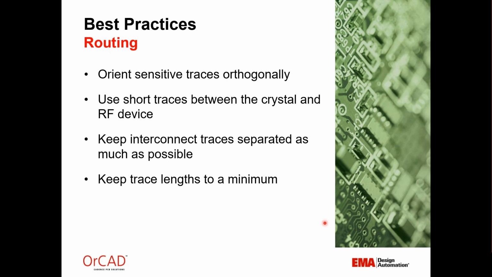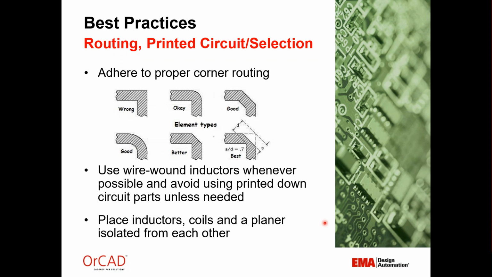Routing: orienting a sensitive trace orthogonal instead of diagonal works best. Using short traces between the crystal and the RF device is also best practice. Software that will allow the pad to touch and make connection is the ideal software for RF routing. Keep interconnect traces separate as much as possible and keep trace lengths to a minimum. Best routing practices: adhere to proper cornering and routing.